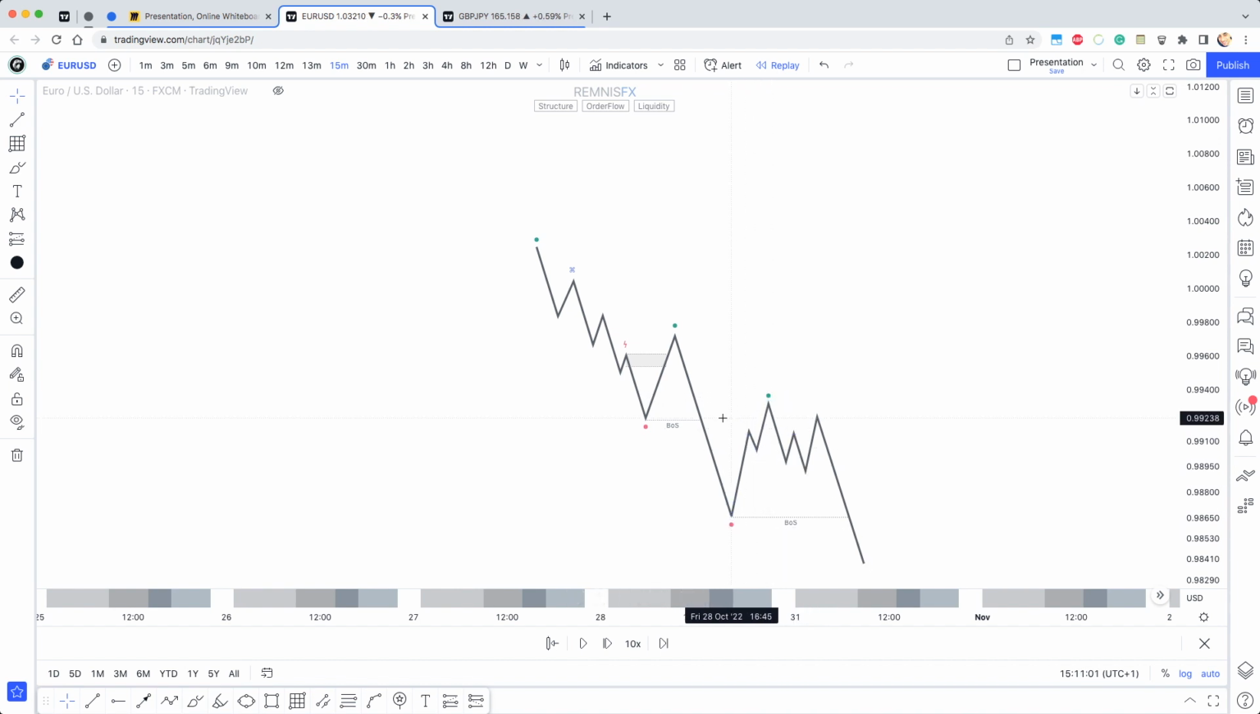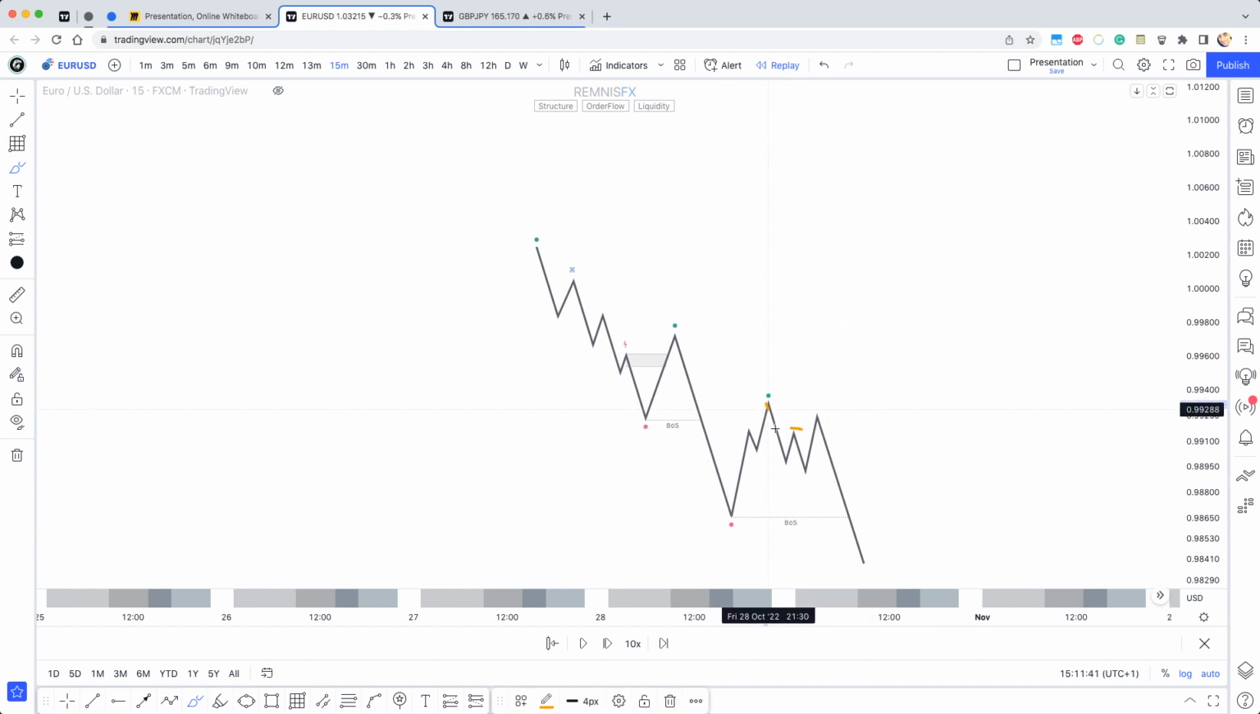You think, okay, but I don't see any inducement here taking out, right? Well, you're right, because we would have liked to see something like this, right? And then this, and then price takes out the inducement and then move to the downside. But that did not happen. So why do we validate this as a break of structure and this as our lower high?